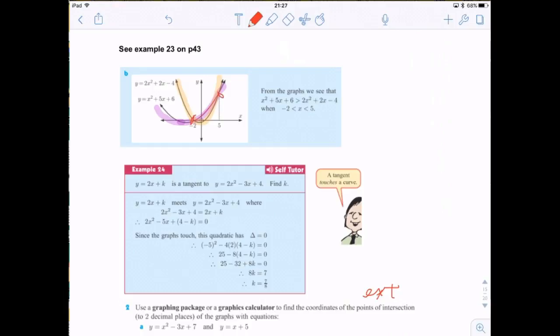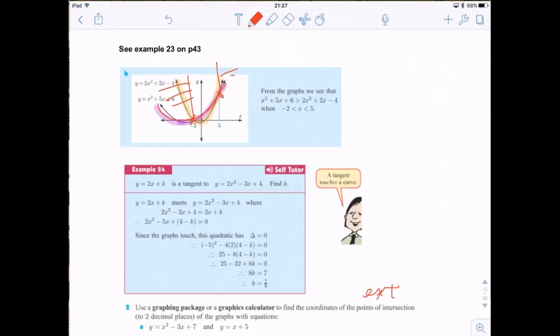And in between those 2 points, you can see that the flatter parabola is at a higher level than the orange parabola. Now, outside of this region, to the left and to the right, you can see that the orange parabola, the narrower parabola, is at a higher level than the purple parabola.